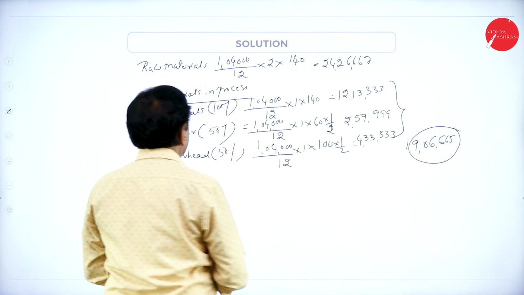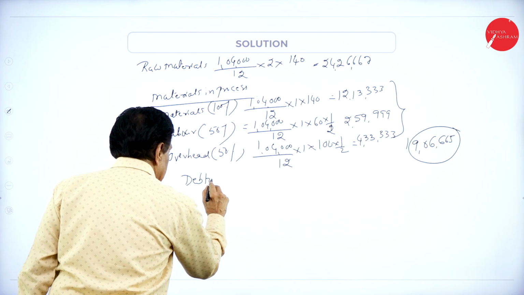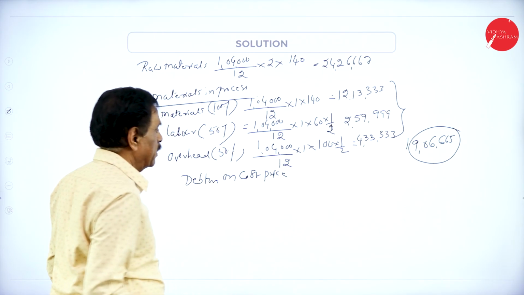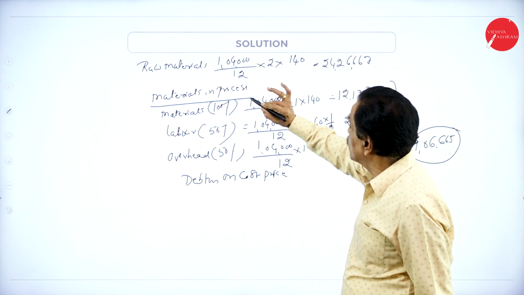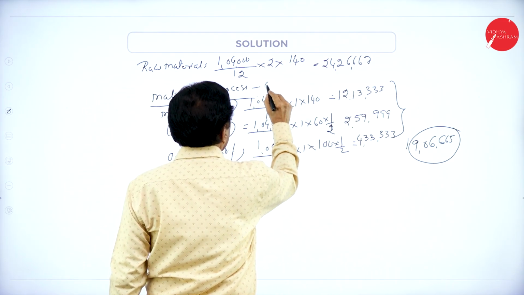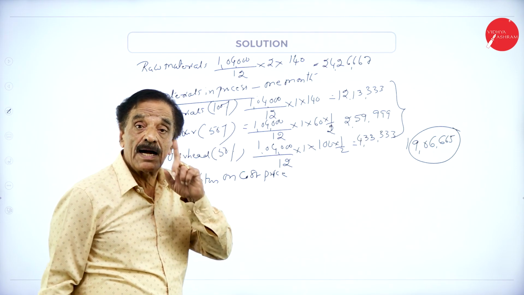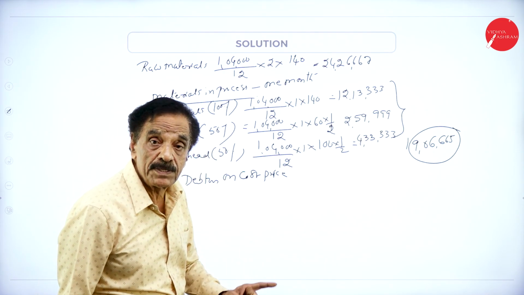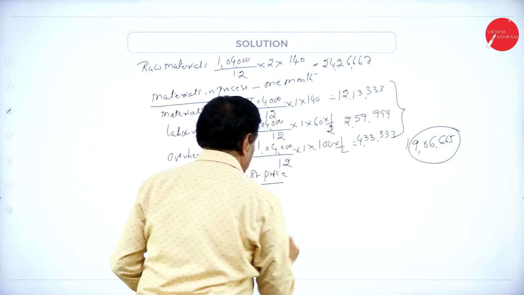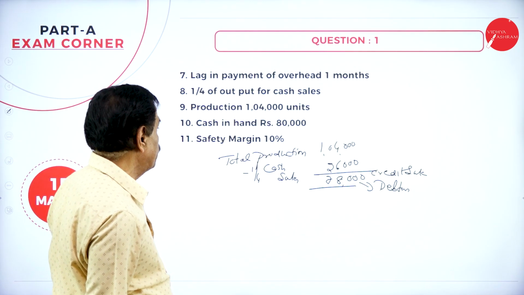So work in progress here. Then regarding the debtors on cost price. See the data. We calculate the raw materials for 2 months. We calculate material process for 1 month: material 100%, labor 50%, overhead 50%. So debtor on cost price. Here it is allowed debtor to allocate 1 month on the material.